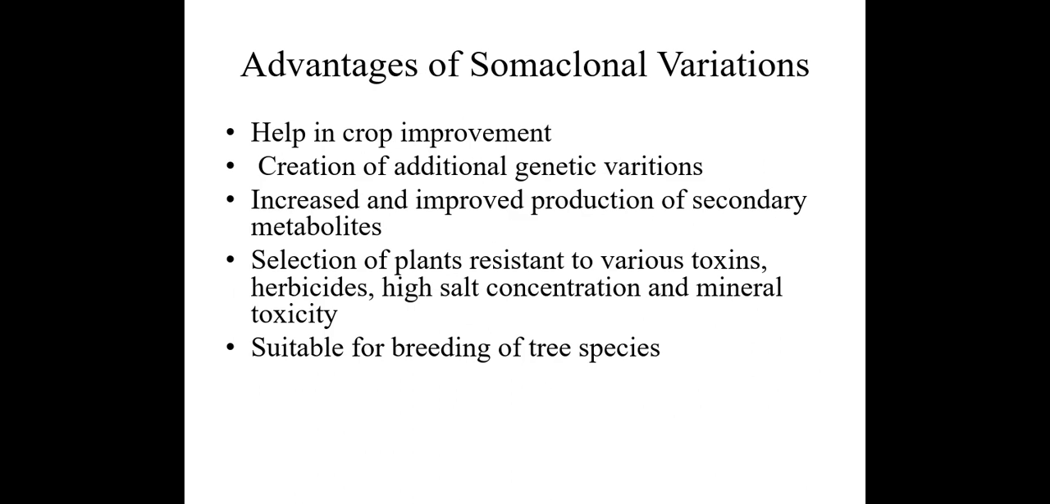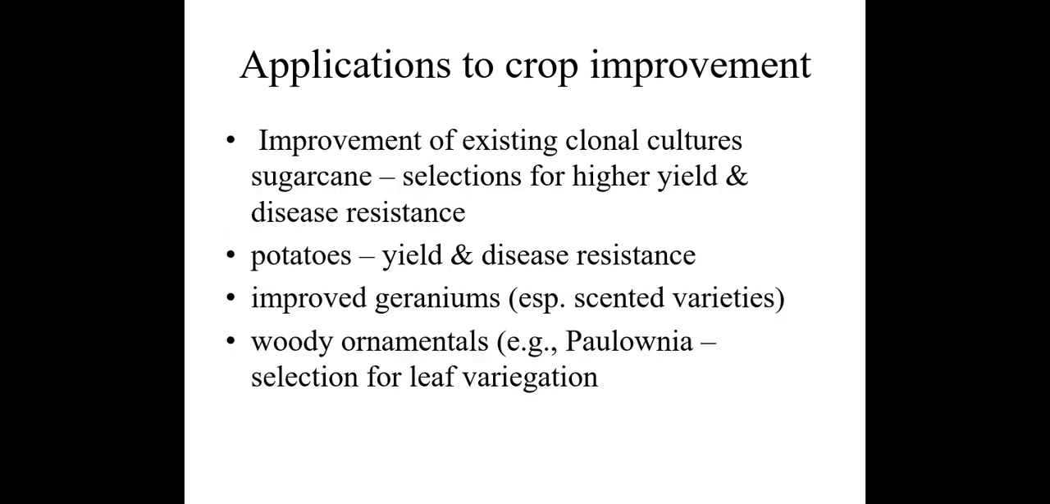It helps in crop improvement, creation of additional genetic variation, and increased and improved production of secondary metabolites. It allows selection of plants resistant to various toxins, herbicides, high salt concentration and mineral toxicity, and is suitable for breeding of tree species. Applications to crop improvement: improvement of existing clones in sugarcane, selection of higher yielding and disease resistant types.